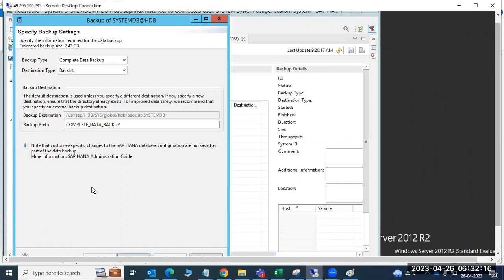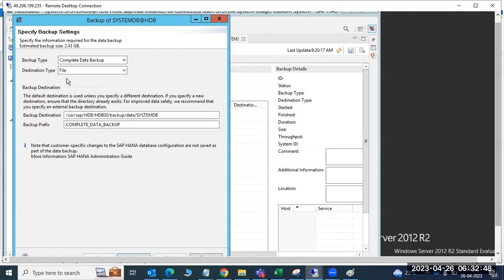It's clear, right? Why we have to take the backup: in case of data failure or data loss, or something got deleted, we can recover the database to its previous status, how it was before. That's why we have to take the backup. So how many ways can we take the backup here? Backup type and backup destination type. You can see complete data backup, differential backup, and incremental backup, and back INT or file system backup.